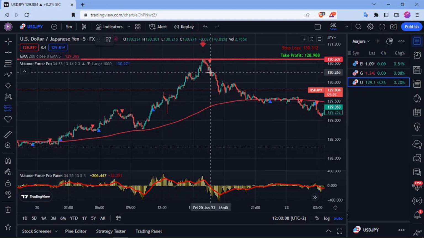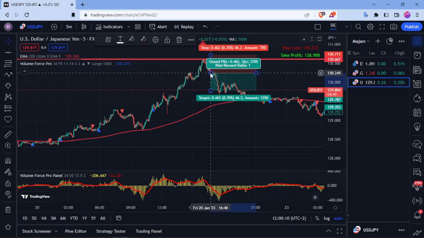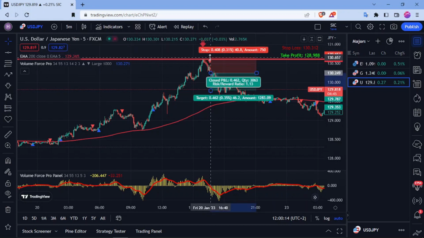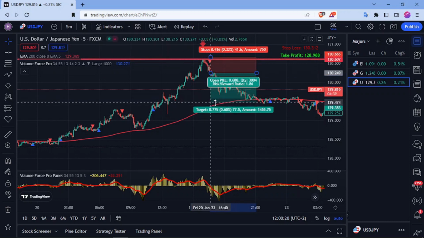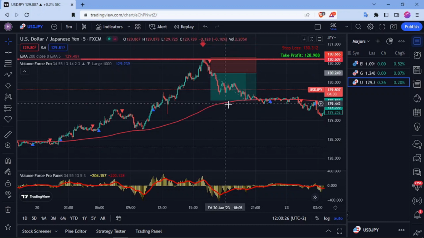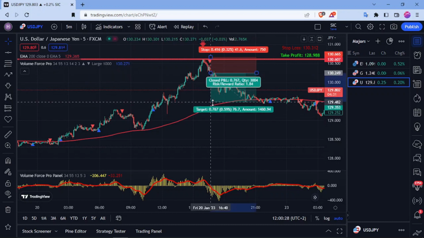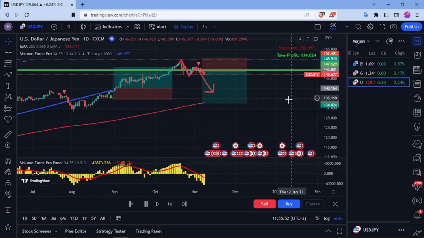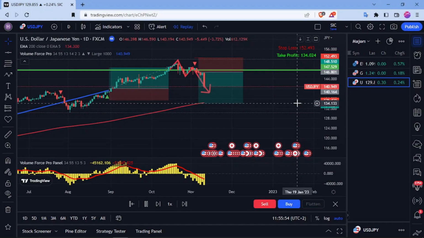So after the rejection from the supply and demand zone, you could have entered your short or sell trade when the arrow appeared, placing your stop loss just above that zone and your take profit either on the 200 EMA or at your take profit level. The other option that you have is to hold the trade until you see an opposite signal. The opposite signal then gives you the opportunity to exit.